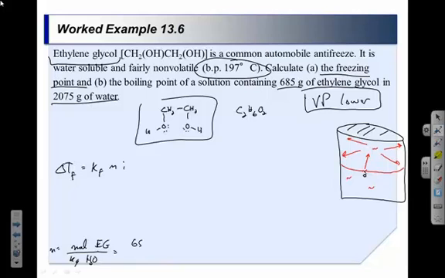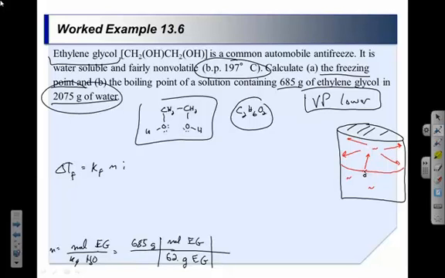So I'd start with the 685 grams. I would get the molar mass of this, so 2 times carbon is going to be about 24, plus 6 hydrogens is going to be about 30, and 2 oxygens another 32, so that's about 62. I'm not worried about sig figs right now because I'm trying to save a little time. I want to make sure we get through this before we run out of time. So that's grams of ethylene glycol per mole of ethylene glycol. That gives me the unit I want on top. Now I would take the quantity of water and put that on the bottom: 2,075 grams, and that needs to be in kilograms, so I'll do the gram to kilogram relationship there.